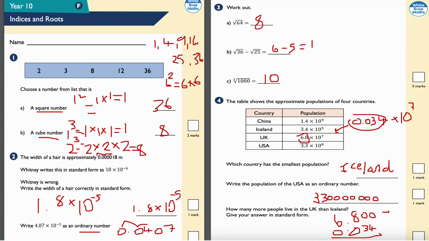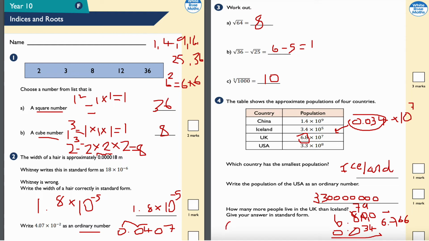Okay, 0 take away 4 I can't do, 0 take away 3 I can't do, so I'm going to have to borrow 1 there. That becomes a 7, that becomes a 10. Borrow that, becomes a 9. That becomes a 10. So 10 take away 4 is 6. 9 take away 3 is 6. 7 take away 0 is 7. And then 6 take away 0, so putting decimal point, is 6.